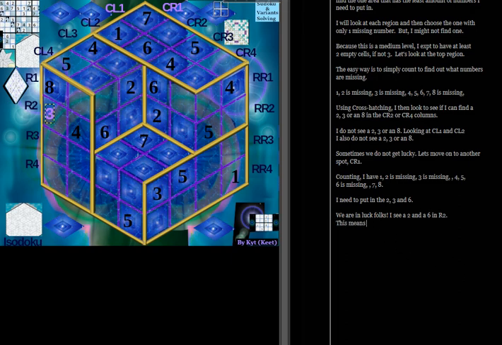Okay, this means that I can put the 3 here. Per usual, we cannot duplicate any number in any row, column, or region.